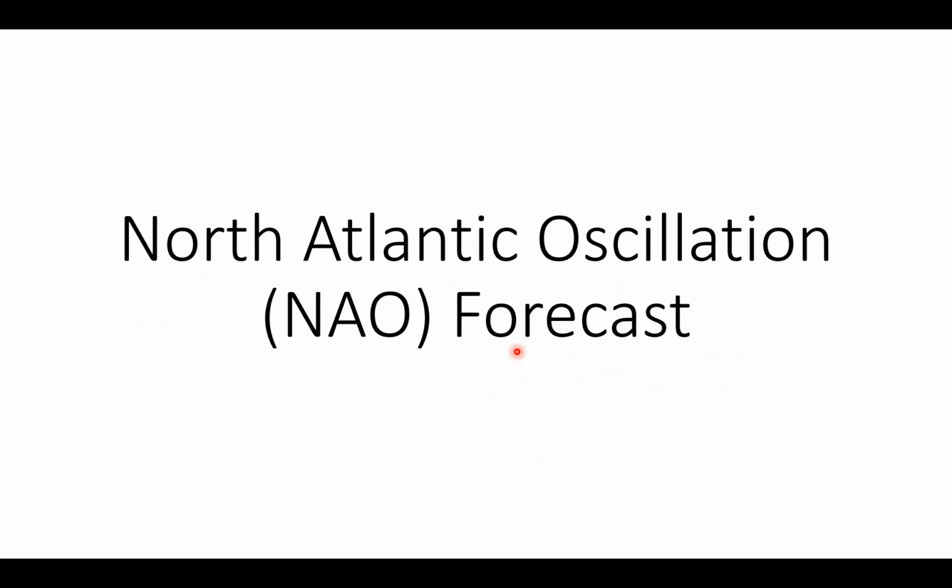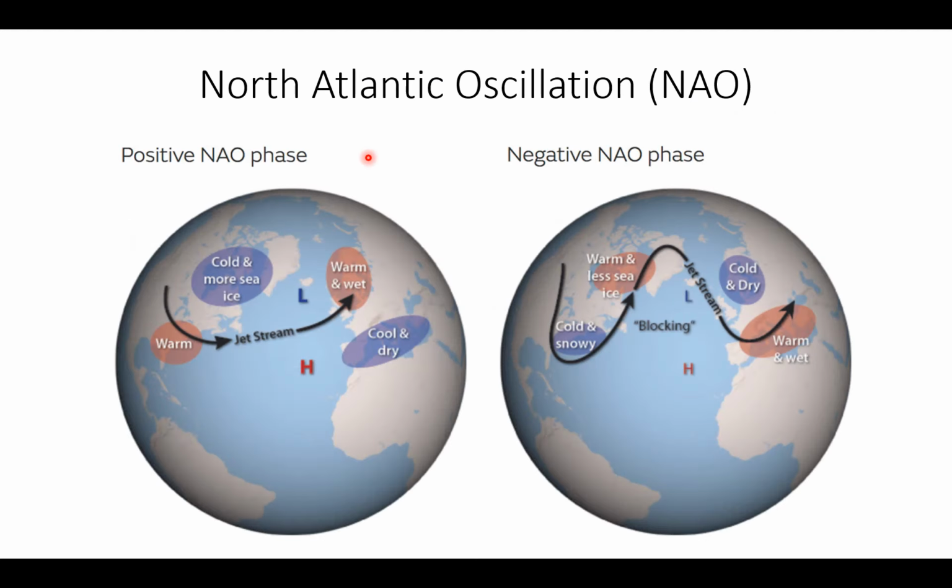Now let's take a look at the North Atlantic Oscillation forecast. Here are your big differences between a positive NAO phase and a negative NAO phase. The big thing to look at is that with a positive NAO phase, the jet stream is more zonal, west to east, and here are your typical colder or warmer than normal areas. With a negative NAO phase on the right, you're seeing more of that Greenland blocking, or North Atlantic blocking, that ridge.